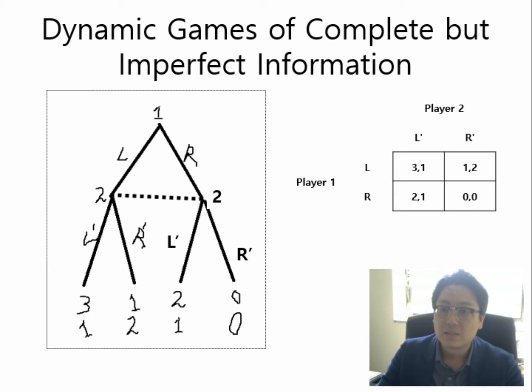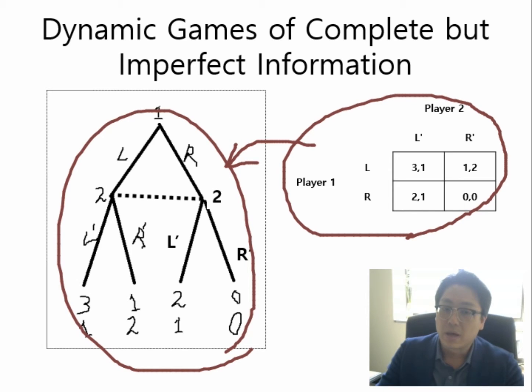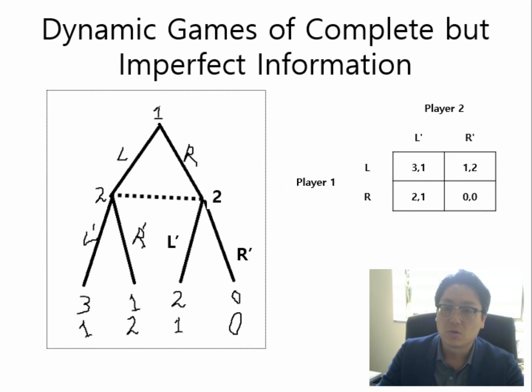What it means is the normal form game is a subset of extensive form game. Some normal form games can be realized as an extensive form game, but there are some extensive form games that cannot be realized as a normal form game. So this normal form game is a subset of extensive form game. Okay, that's one thing you need to understand.